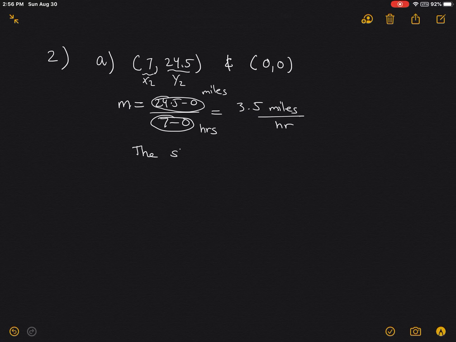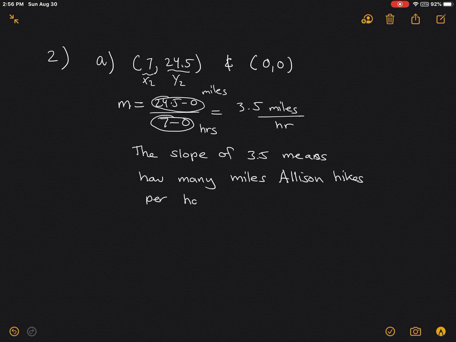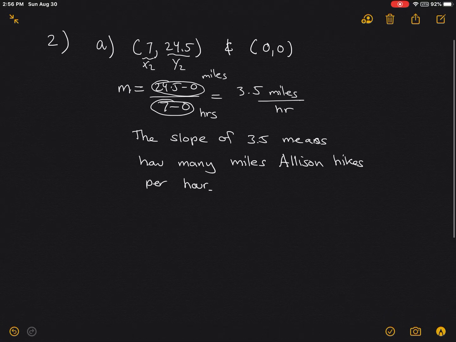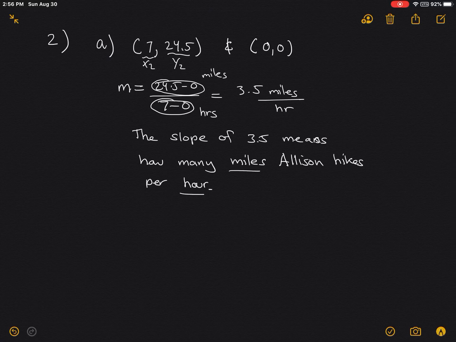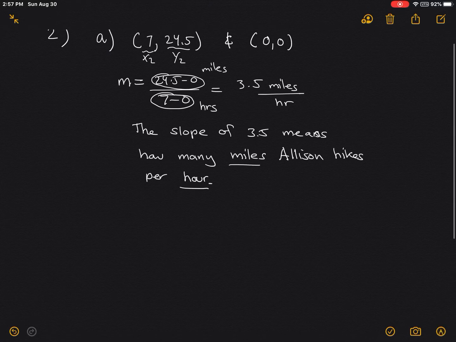The slope of 3.5 means how many miles Allison travels, or Allison hikes, per hour. Okay, so some kind of statement using the units of miles per hour. Okay, so again, that's how you interpret and how you explain it.